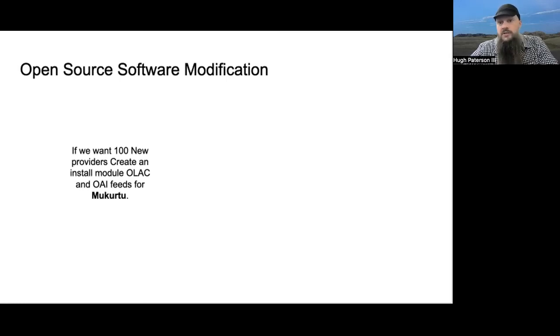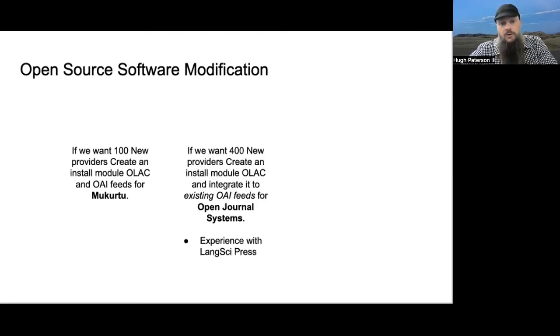But if 100 sounds like an interesting number to you, I would really be encouraged to go there to add 100 new data sources. But I think we could do 400. An additional 400 in the OAI feeds of the Open Journal Systems. So Open Journal Systems, there's several language and linguistic journals. In fact, Langsci Press uses OJS.